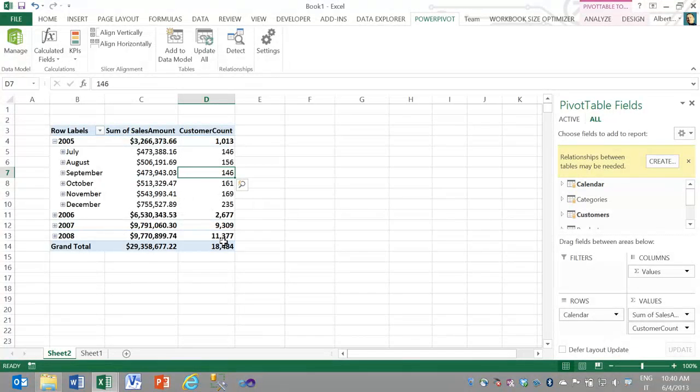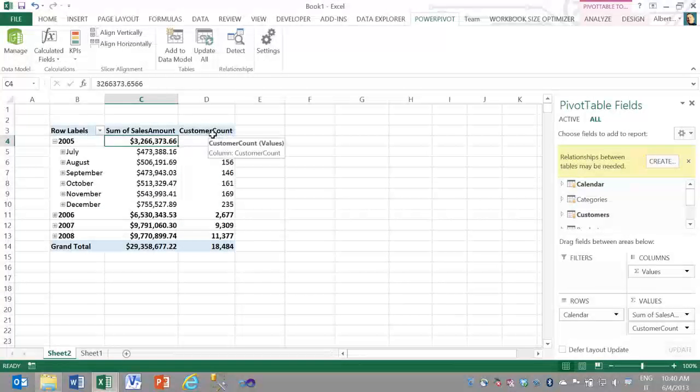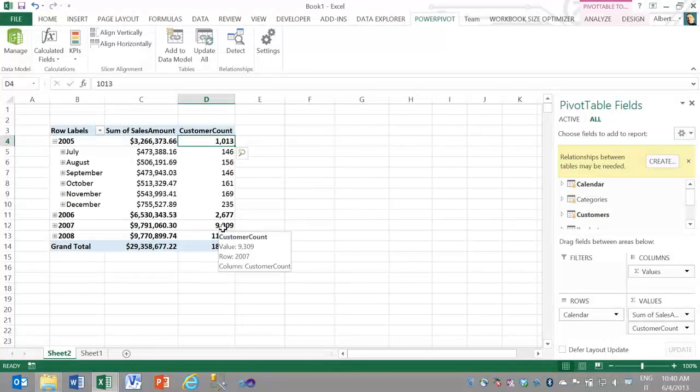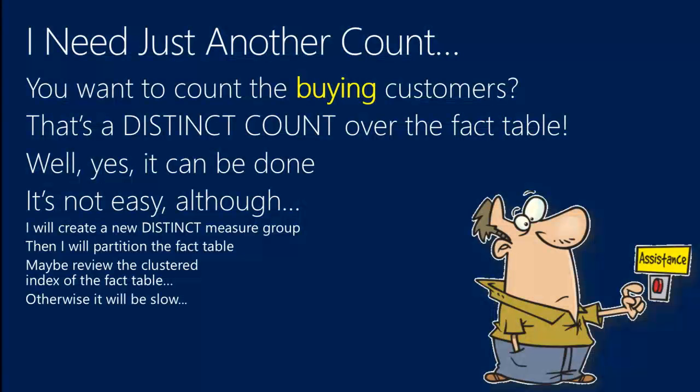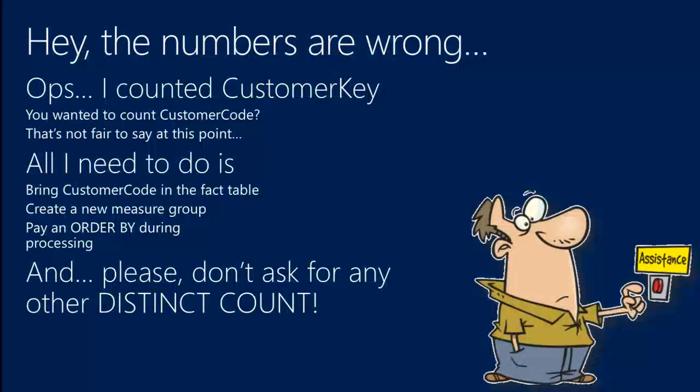Anyway, I guess the customer should be happy. We have been able to compute the sales amount, which is nice. We have computed the customer count, which is the number of customers. And again, we go back to the customer, showing him the result of our hard work. And at this point, the customer is really happy, says, whoa, that's what I wanted. But look, the numbers are wrong. You counted the customer key, which looks fine, but the customer key is not the number I wanted.